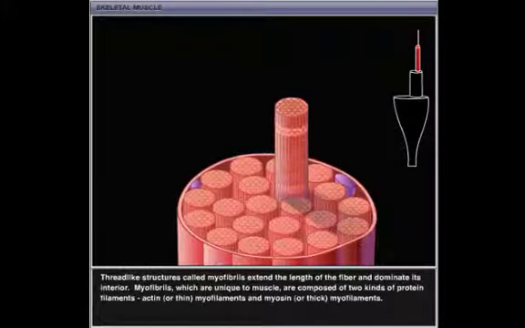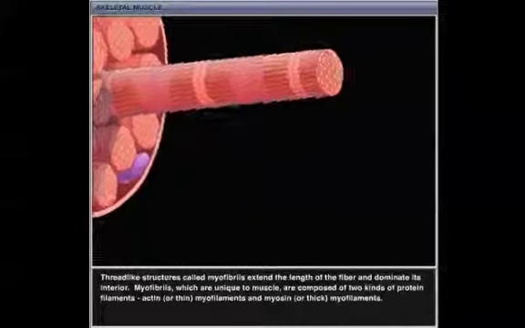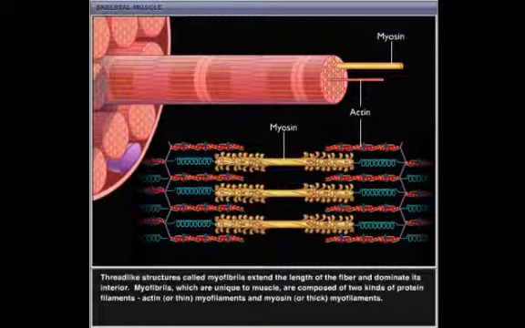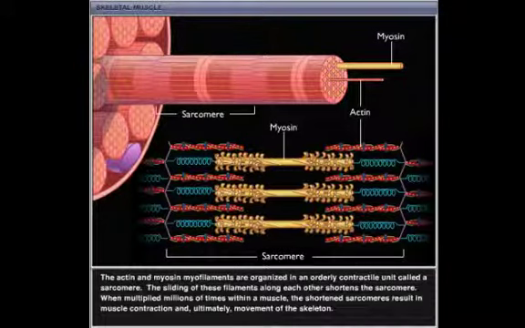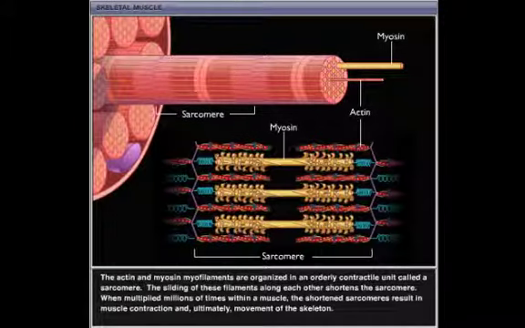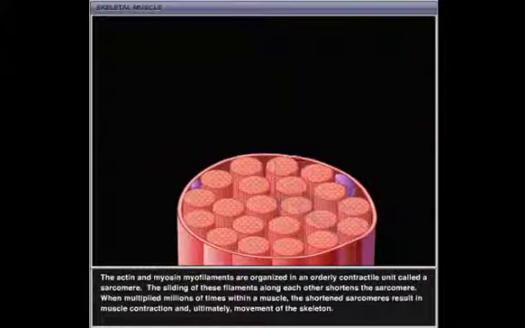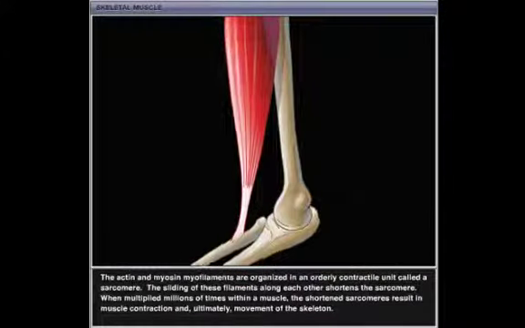Thread-like structures called myofibrils extend the length of the fiber and dominate its interior. Myofibrils, which are unique to muscle, are composed of two kinds of protein filaments, actin or thin myofilaments, and myosin or thick myofilaments. The actin and myosin myofilaments are organized in an orderly contractile unit called a sarcomere. The sliding of these filaments along each other shortens the sarcomere. When multiplied millions of times within a muscle, the shortened sarcomeres result in muscle contraction and, ultimately, movement of the skeleton.